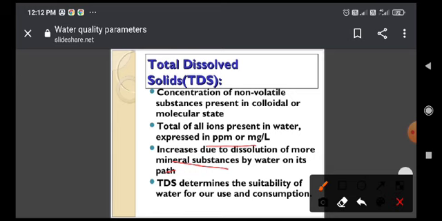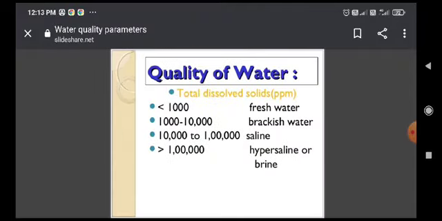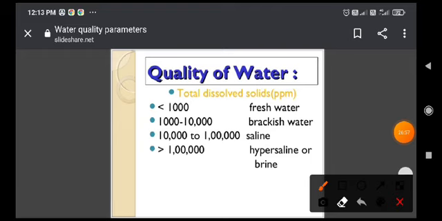The TDS determines the suitability of water for our use as well as consumption. So when TDS is maintained, we use that particular quality of water. The TDS represents: less than 1000 it is fresh water, 1000 to 10,000 brackish water, 10,000 to 1 lakh saline water, and more than 1 lakh is called hypersaline or brine water.